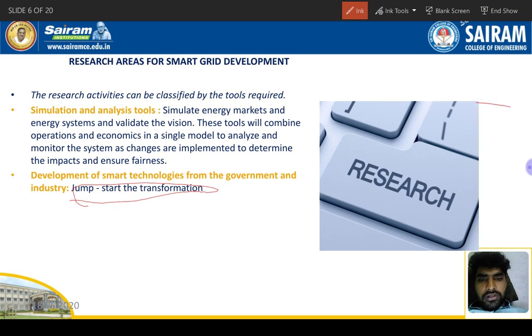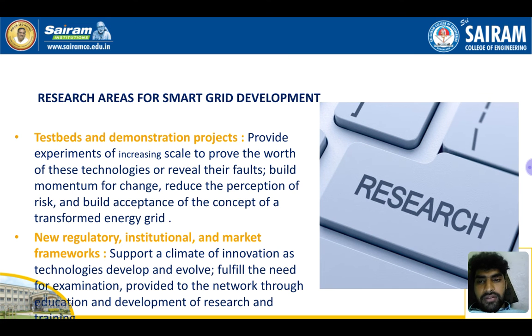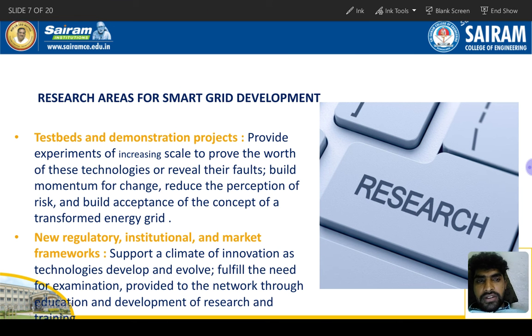This is a concept. And next we have research areas for smart grid development continuation: test beds for demonstration of project. These provide experiments of increasing scale to prove the worth of these technologies. If you have done a project in the smart grid but you are not demonstrating it, what is the use? No use, right? So to prove the worth of these technologies, reveal their faults.